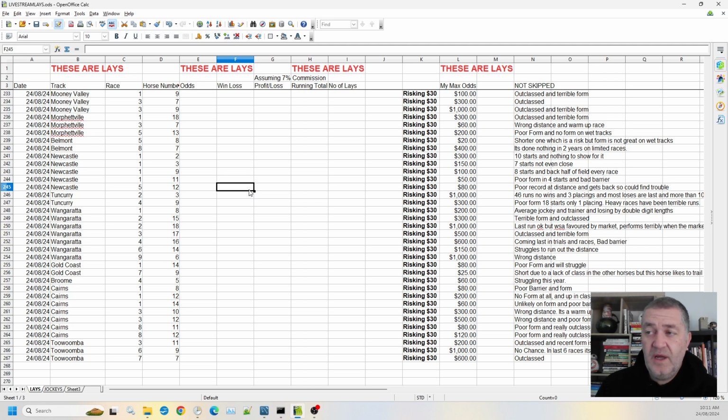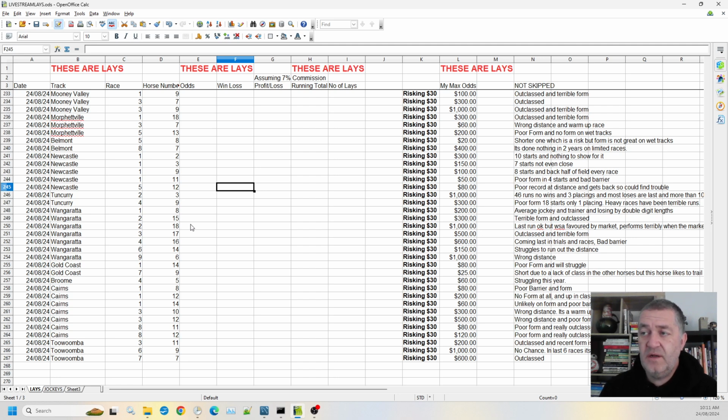We jump out to Newcastle Race 5, number 12. I'm risking it up to the $80 odds mark. It's got a poor record at the distance and it gets back. So it could find trouble in the field size trying to work its way through to get a win.